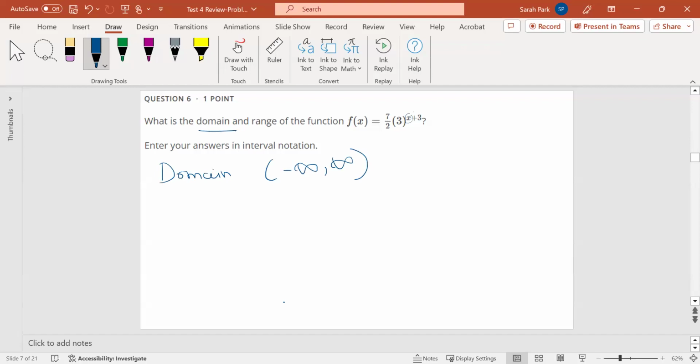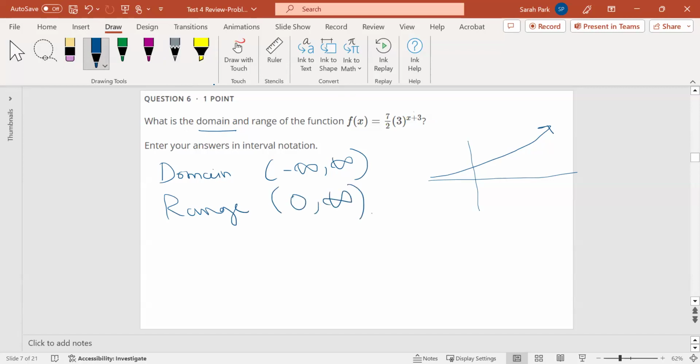Okay, now for the range. The range of all exponential functions is usually in the form of 0 to infinity, because remember the basic exponential function looks like this, where you have 0 to infinity. This has no vertical shifts, right? We don't have anything that's being subtracted or added to this. It does have a horizontal shift, but horizontal shifts do not impact the range. So the range of this exponential function is 0 to infinity.